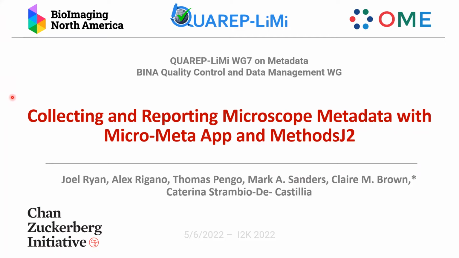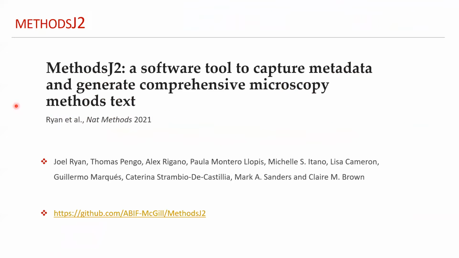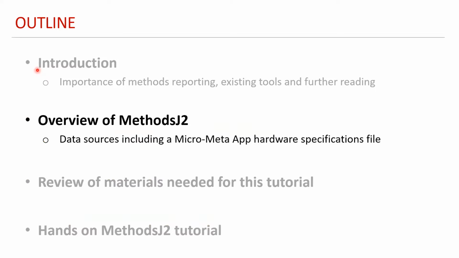Hello, we'll continue our series of videos on reporting microscope metadata with Micro-Meta App and MethodsJ2. This section discusses mostly MethodsJ2, a software tool to capture metadata and generate comprehensive microscopy methods text. And in this video, we'll give a quick overview of how MethodsJ2 works and what are its data inputs, including the Micro-Meta App hardware specifications file.